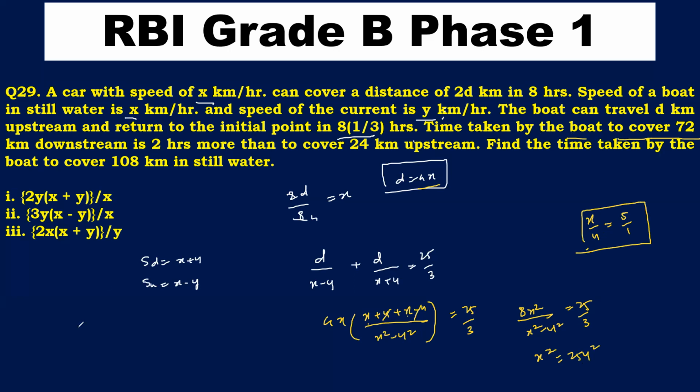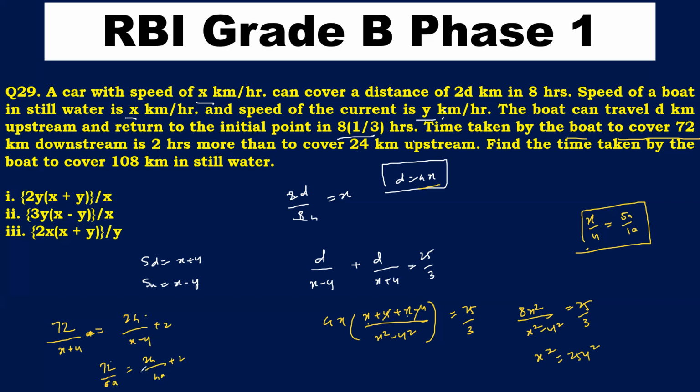Time taken by the boat to cover 72 km downstream is 72 upon x plus y. It takes 2 hours more than 24 km upstream, which is x minus y. So this time plus 2 should be equal to this time. If I say x is 5a and y is 1a, then x plus y should be equal to 6a. So 72 upon 6a should be equal to 24 upon 4a plus 2.